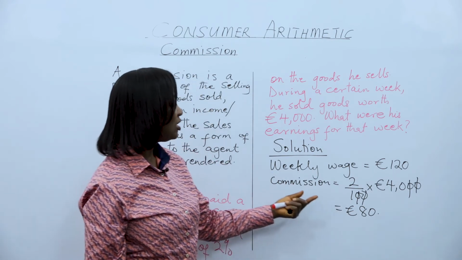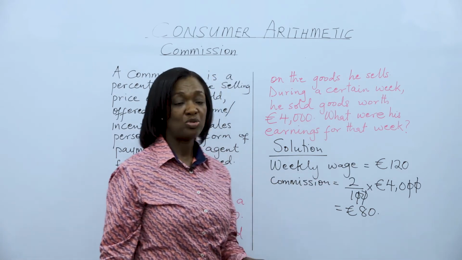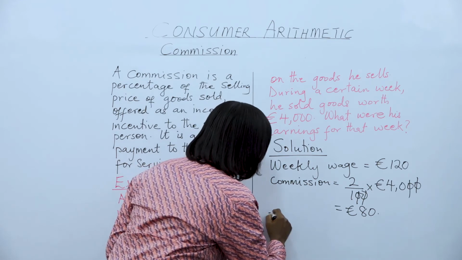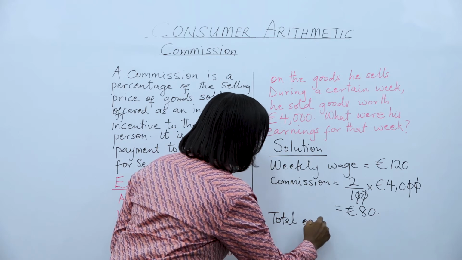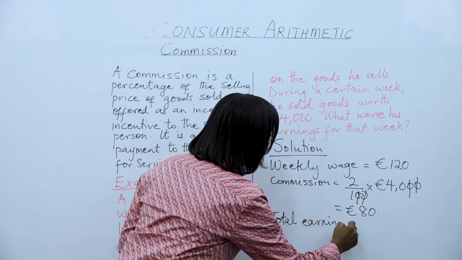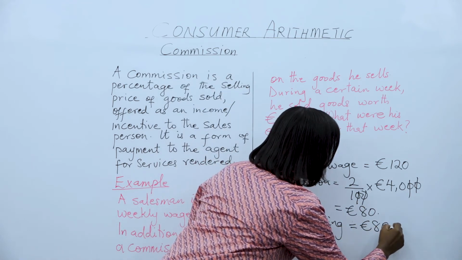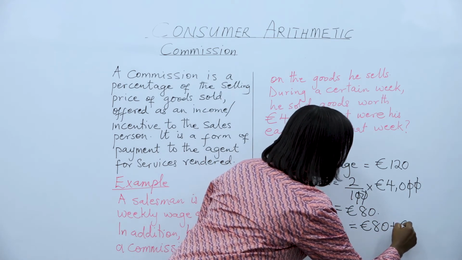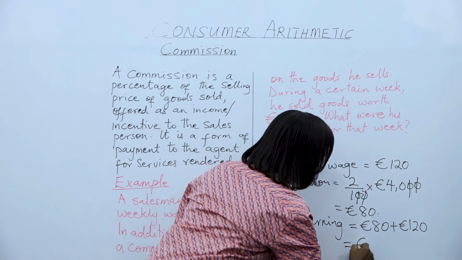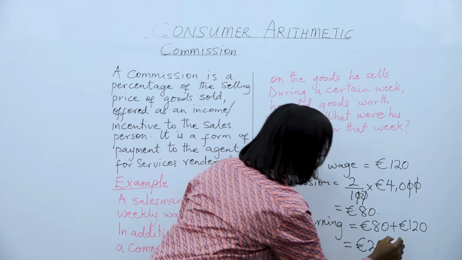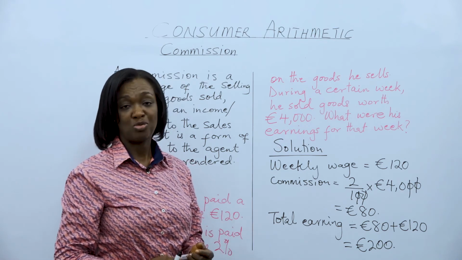But how much did he earn that week? So we add the 80 euro to the weekly wage of 120 euro. So the total earning for the week was equal to 80 euro plus 120, and that gives us 200 euro. So he earned 200 euro that week.